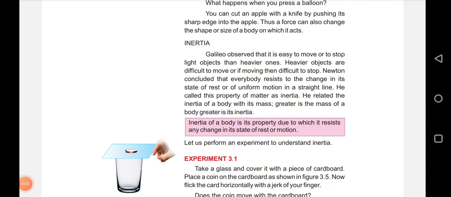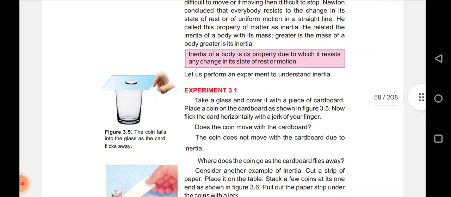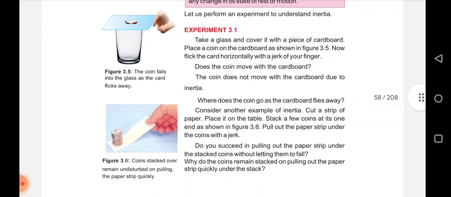Inertia of a body is its property due to which it resists any change in its state of rest or motion. Let us perform an experiment to understand inertia. Experiment 3.1. Take a glass and cover it with a piece of cardboard. Place a coin on the cardboard as shown in figure 3.5.